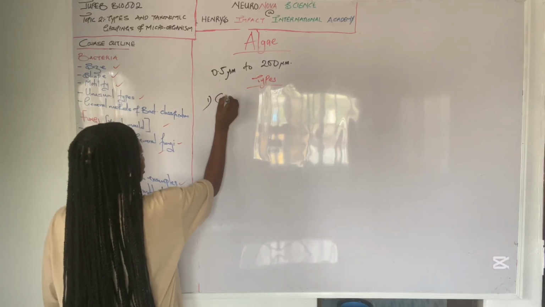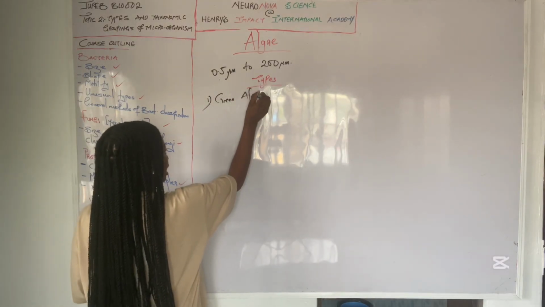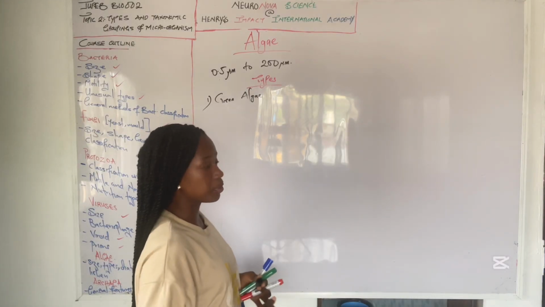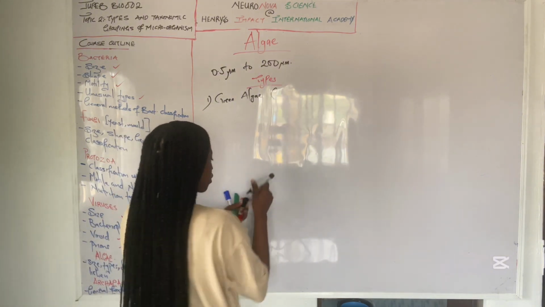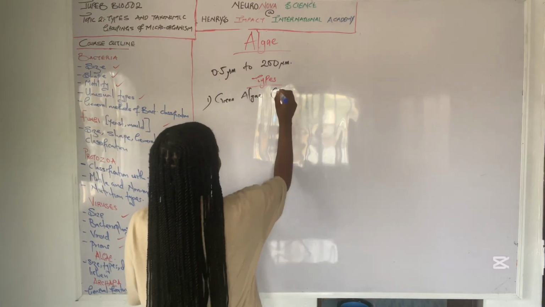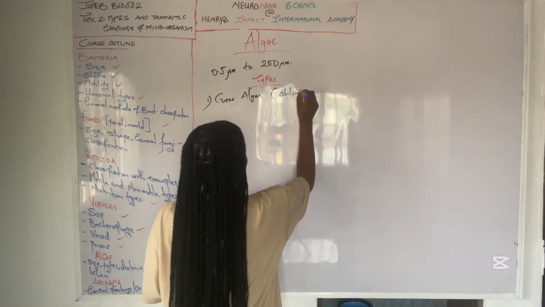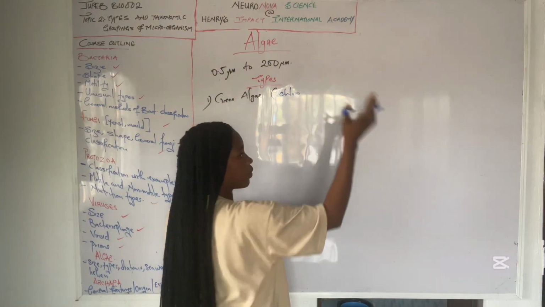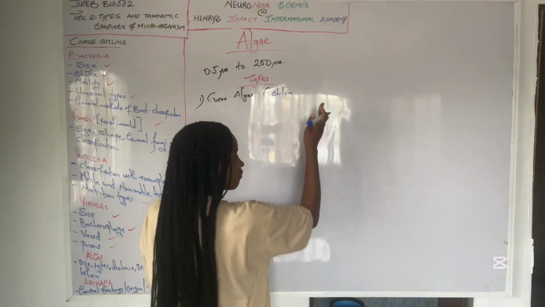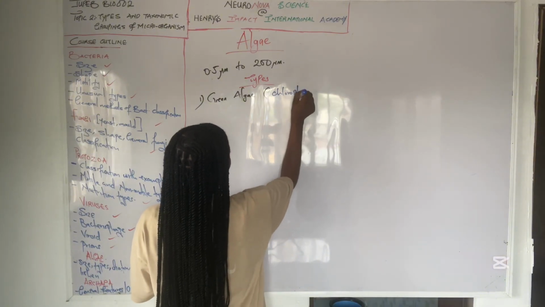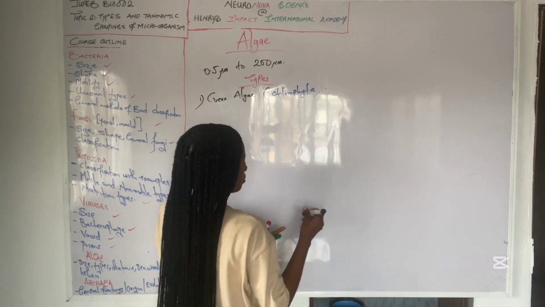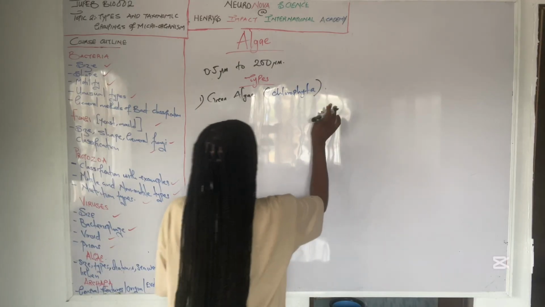Now we have the green algae. Their pigmentation is chlorophyll, and they have different types of chlorophyll: chlorophyll A and chlorophyll B. The green algae are also called chlorophyta, so your green algae are your chlorophytas. That's where you have the likes of Chlamydomonas and Volvox. You also have Ulva, which is your sea lettuce. From the word chlorophyta, you know they have chlorophyll, and their pigmentation is chlorophyll A or thereabout.